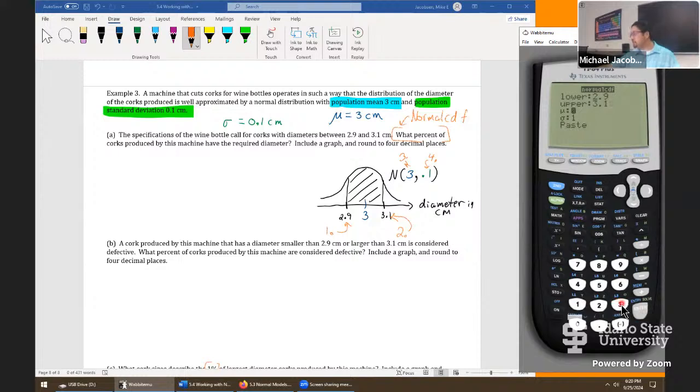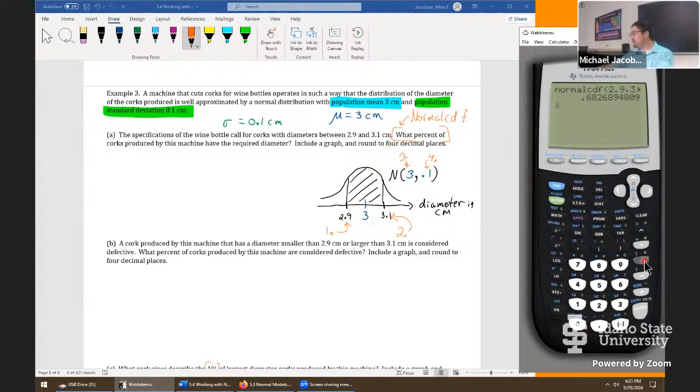And now mu is 3. Sigma is 0.1. So that should do the job for us. Enter a whole bunch of times on this screen. And this is the area we're going for. Recall we were expecting 68% by the 68-95-99.7 rule, but now we have just a little bit more accuracy. That's kind of nice. Still weird rounding on this, round to 4 decimal places.